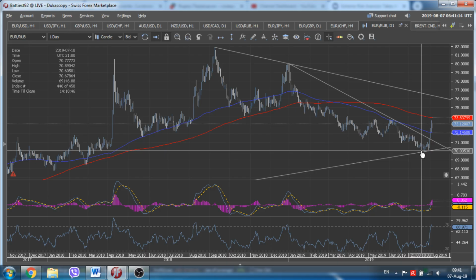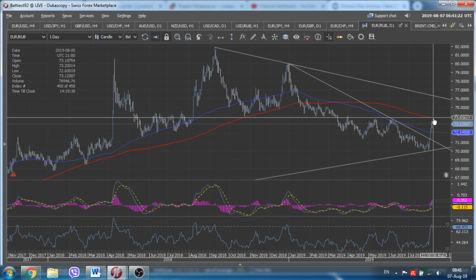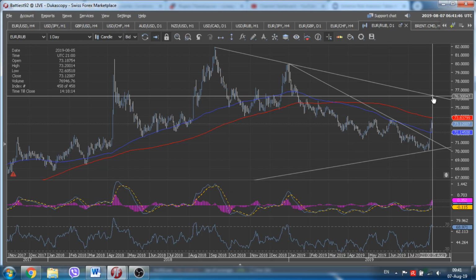We continue to suggest that closing above the moving average 200 daily line in the euro ruble, at the moment located at 73.84 roughly, should continue to give another support to the currency, and in that case from a medium to longer term point of view we can even test the level of 76.30, where the longer term downtrend line lies.